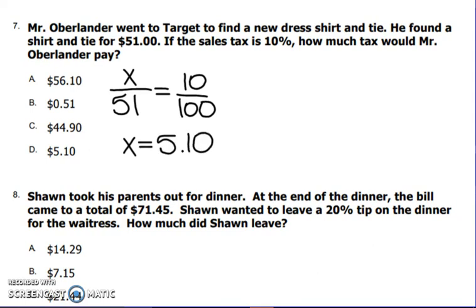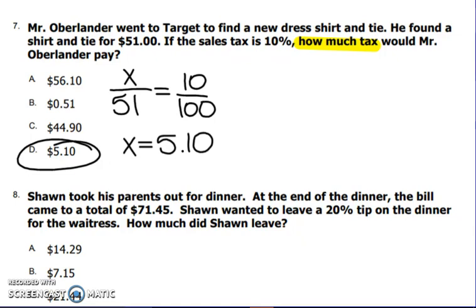But again, I'm stopping here because I'm going to go back and read the question, and it says how much tax would he pay? Doesn't say anything about a total, so I know that Mr. Oberlander is going to be paying $5.10 more.